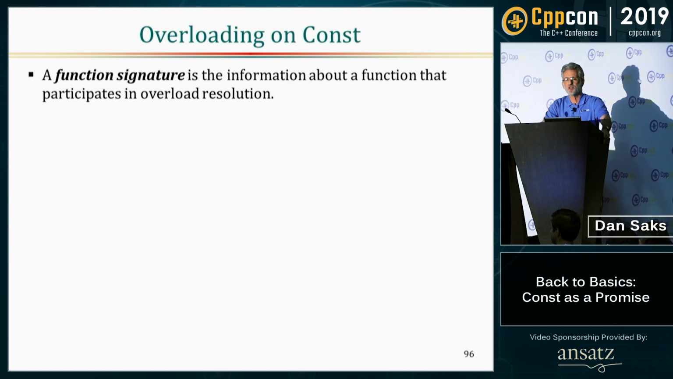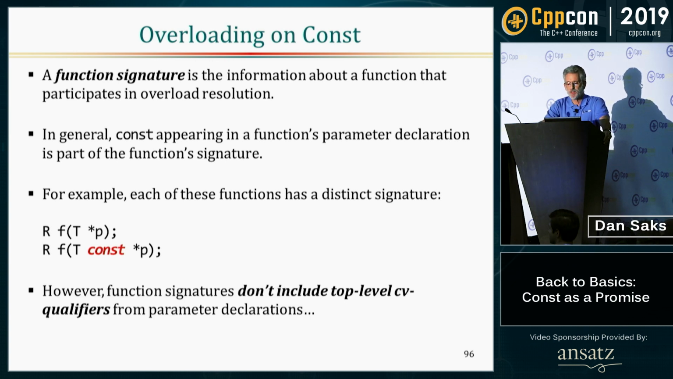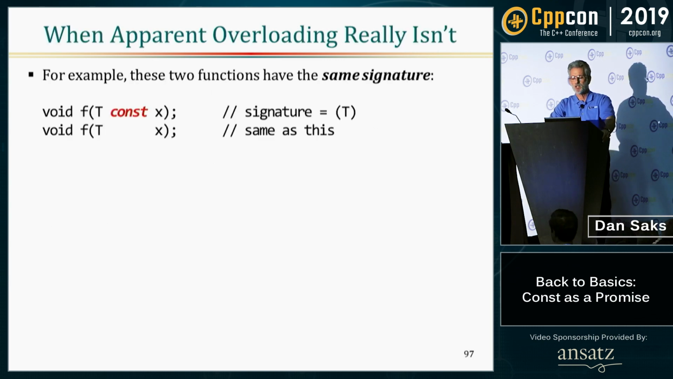And this is the answer to the question that I cut off, which is that when you have a const in the parameter type like this, most of the time it's part of the signature and you can overload. However, the top level qualifiers don't participate in the signature, so it means that this is not overloading. This is two declarations for the same function, and the const is ignored for overloading purposes.